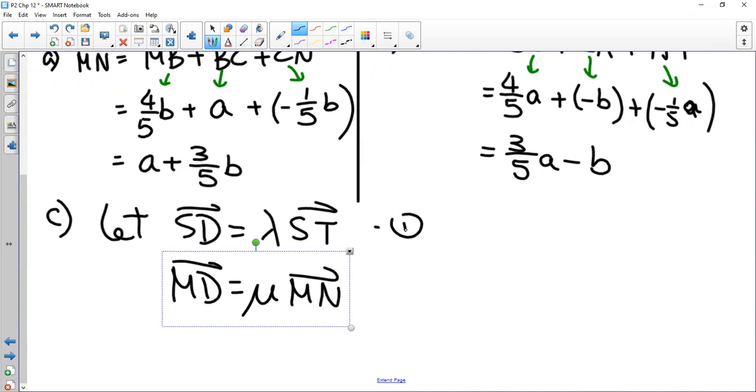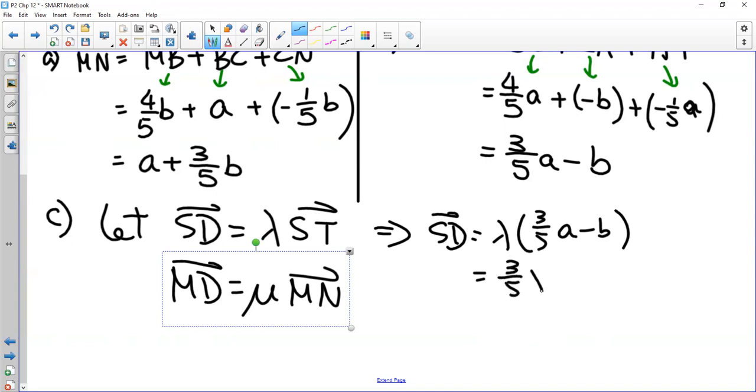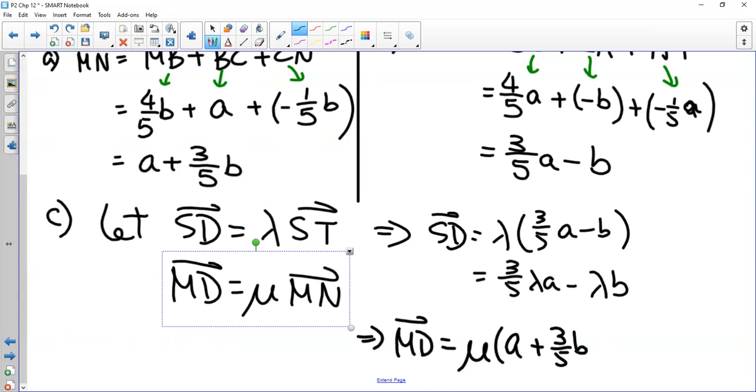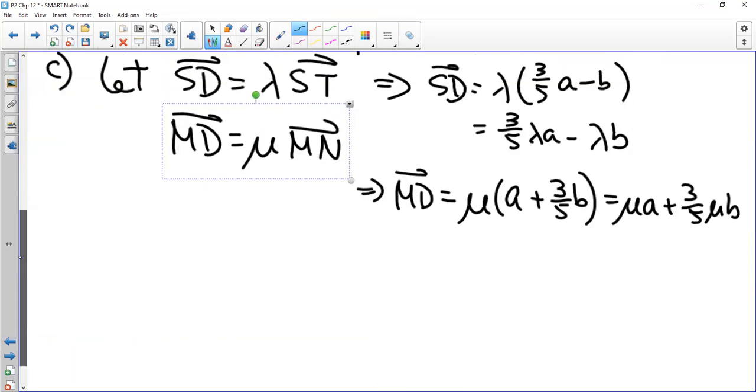We've got equation 1 and equation 2. So we can write SD equals lambda of ST. ST is the same as 3/5 of A minus B. So that will give you 3/5 of lambda A minus lambda B. On the second equation, MD equals mu of MN. MN is A plus 3/5 of B, which if you expand the bracket, that's mu A plus 3/5 of mu B.